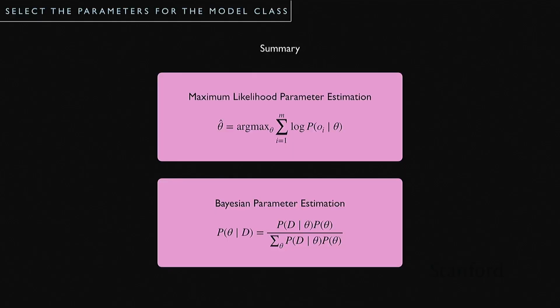Maybe just to follow up on that then, is the reason why we care about conjugate pairs because we have an analytical form? Yeah, because we have an analytical form. The question was, why do we care about conjugate pairs?